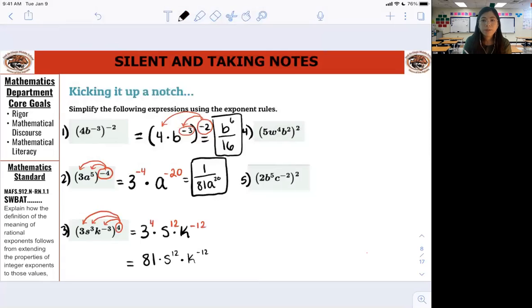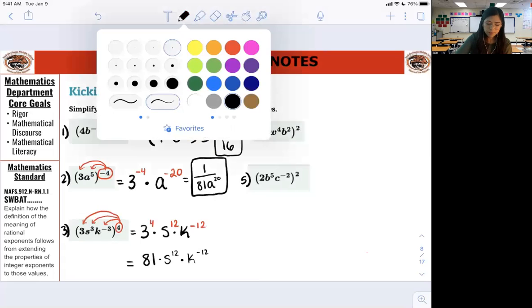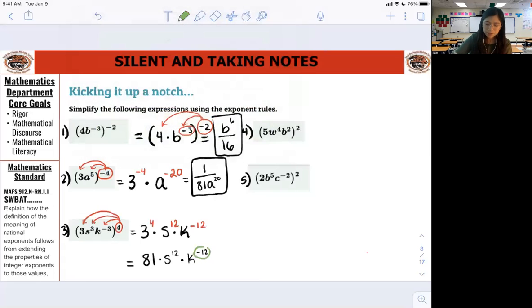Which of those values is going to end up in the denominator? The k. The k, we know it's got a negative exponent, so I know that that's going to live in the denominator, but the rest of them, the 81 and the s, they're good. They're good to go. They're positive. They're whole numbers. They're not going to be in the denominator.